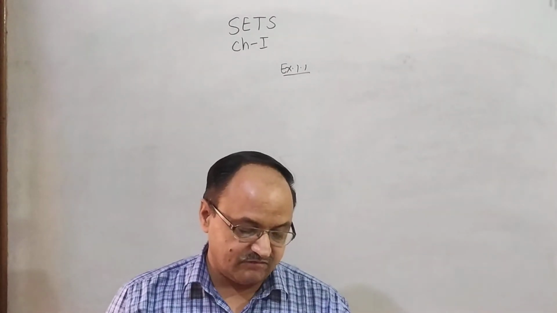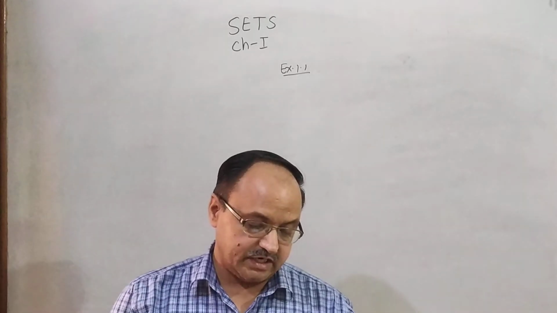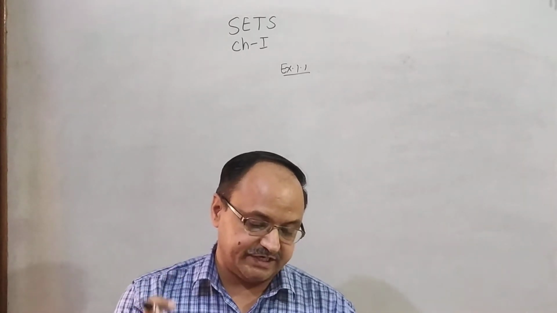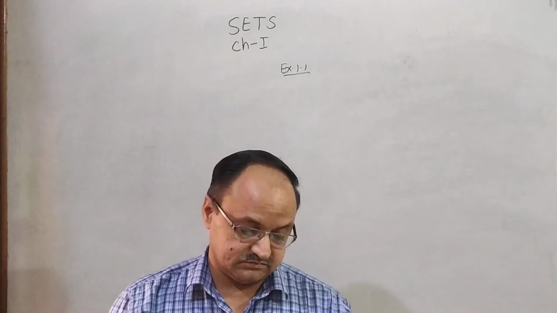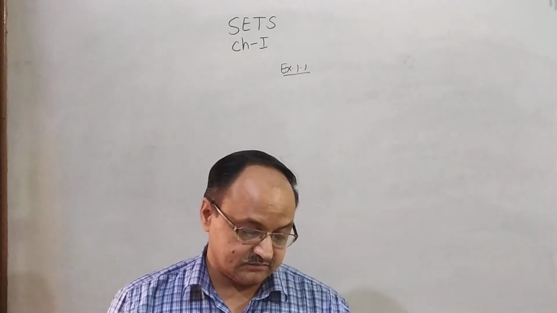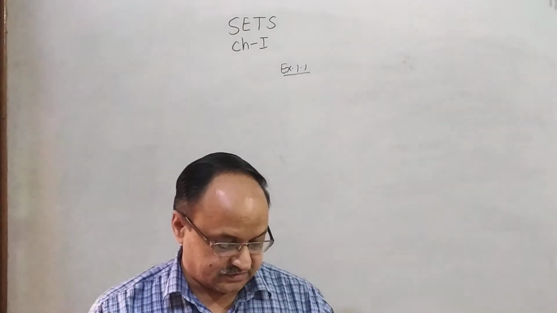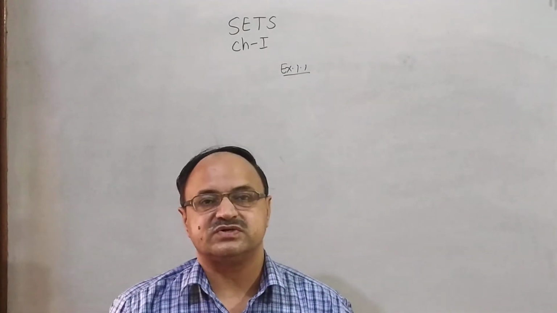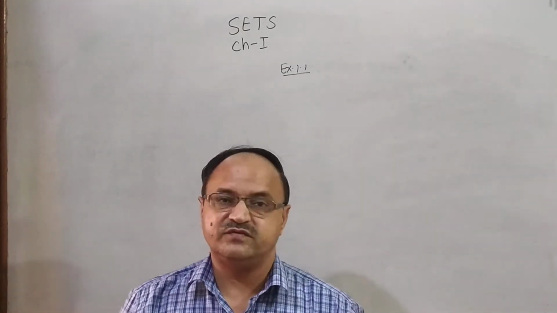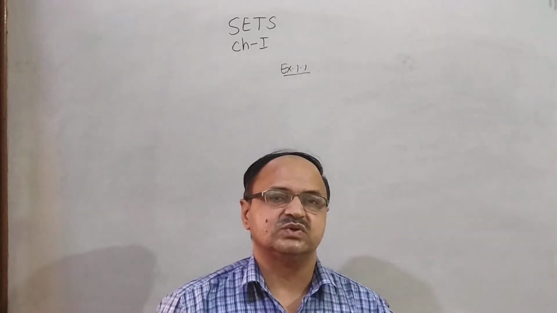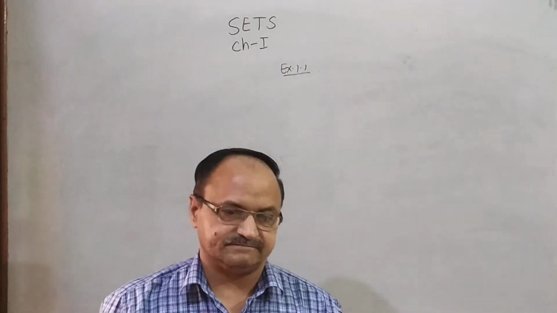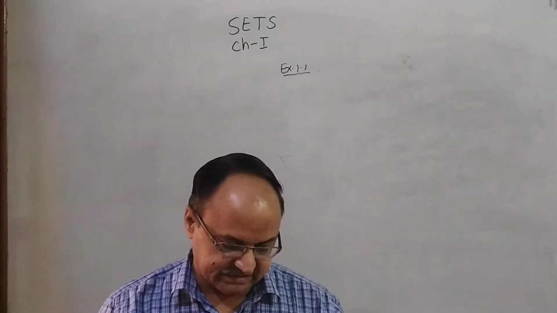Third part of this question. A team of 11 best cricket batsmen of the world. So this is also not a set, because when we use words like best or good, it is not well defined. So therefore it is not a set.